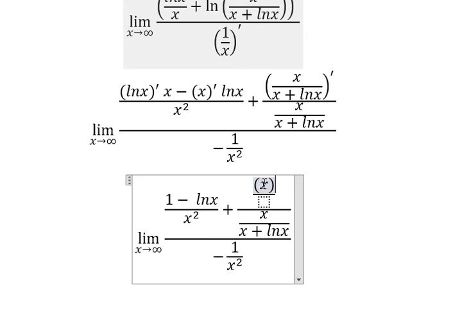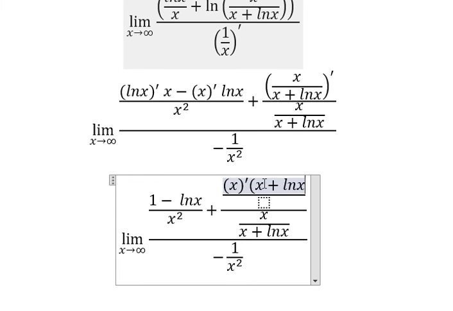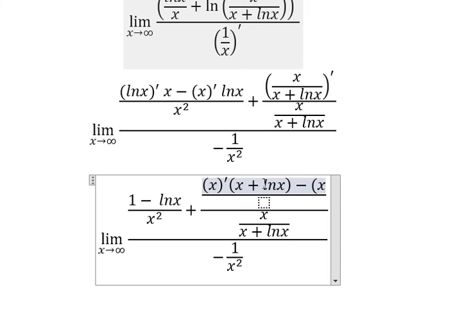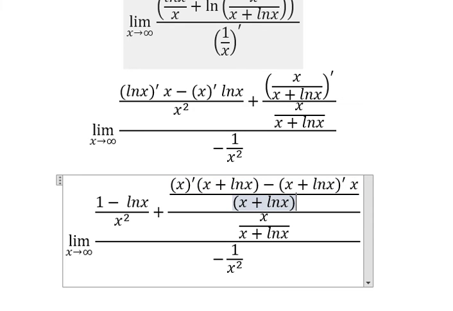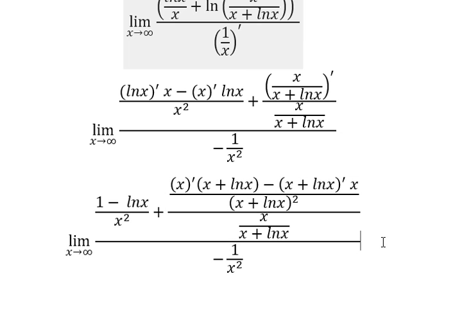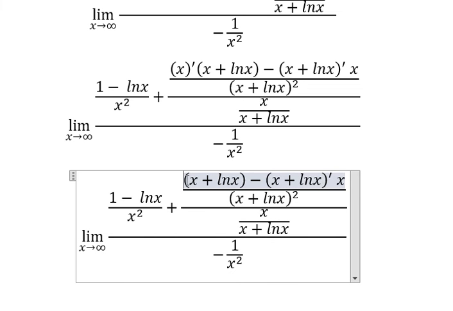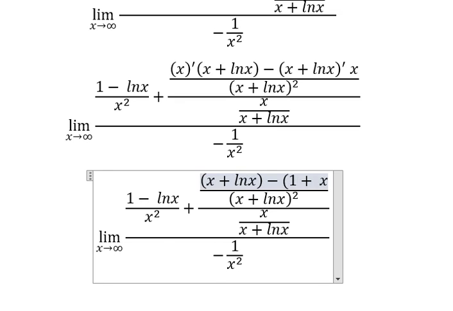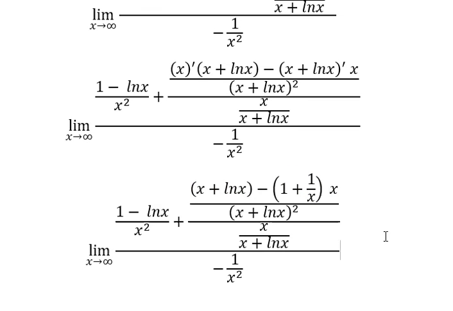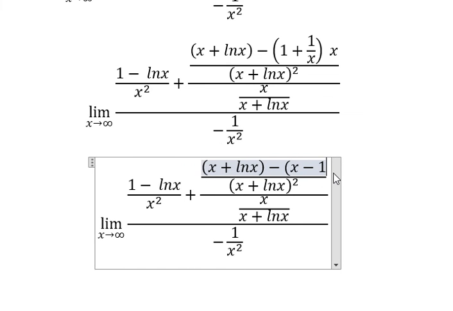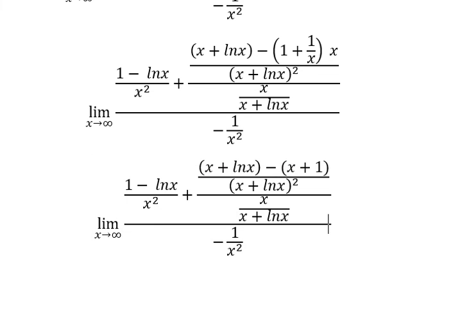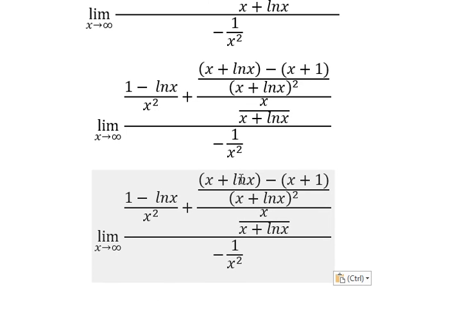So we do the first derivative of x multiplied by s plus lnx, minus the first derivative of s plus lnx in here, over s plus lnx, everything to the power of 2. So this one we have number 1. This one we have 1 plus 1 over s. And then this one we have s minus number 1. Oh sorry, positive number 1. Now s minus s we cancel. Now we just have lnx plus, minus number 1, sorry.